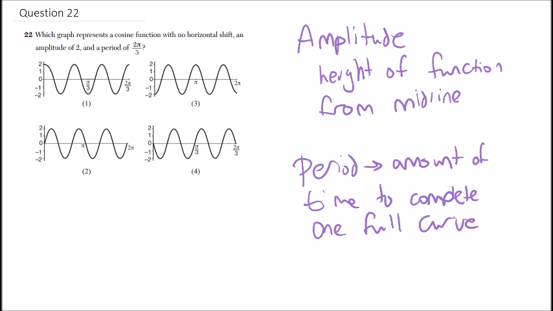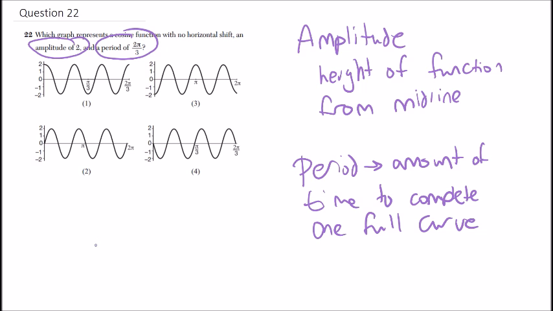Okay, so in this case, from our midline, we have to have a height of 2. Now that has a height of 2, this has a height of 2, this one has a height of 2, this one has a height of 2. Okay, so you can see all of them have heights of 2 in this case, so that's not going to be a problem. So then we just need to know which one has a period of 2 pi over 3. Okay, so meaning the amount of time to complete one full curve is going to be 2 pi over 3.